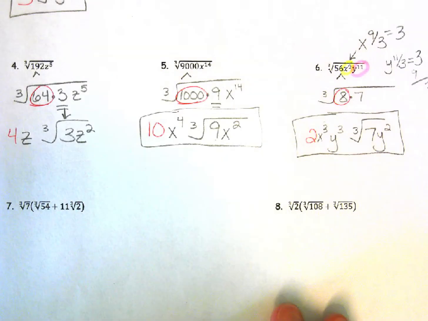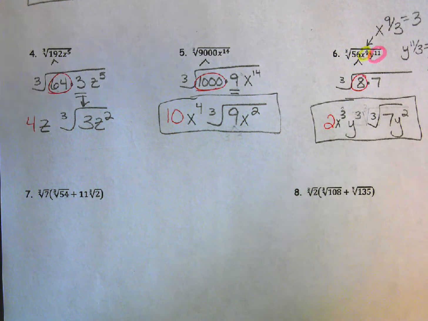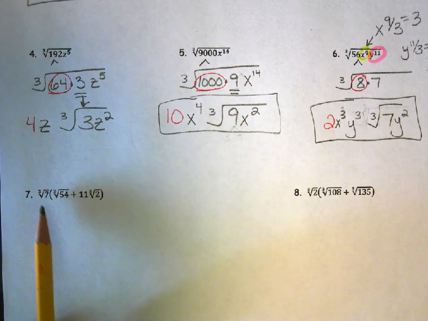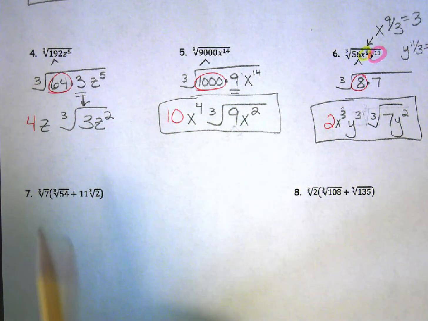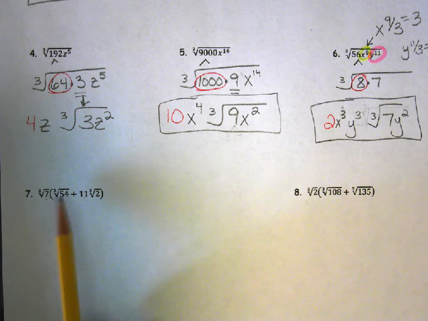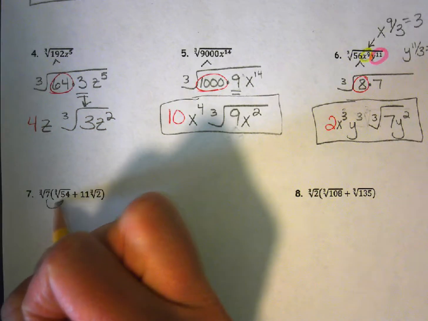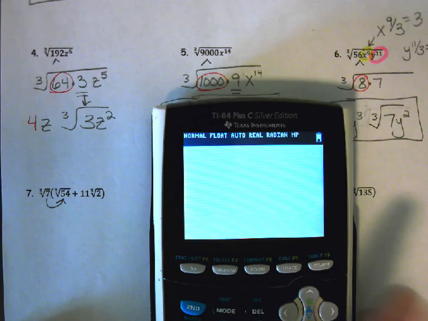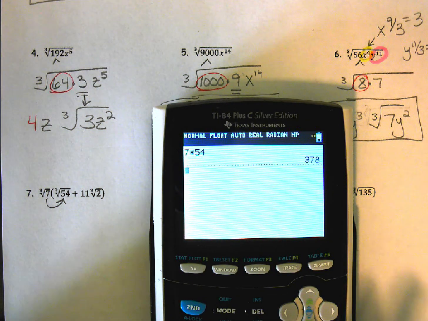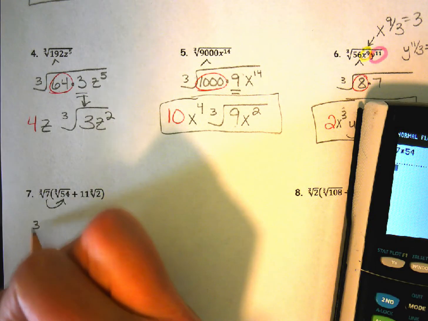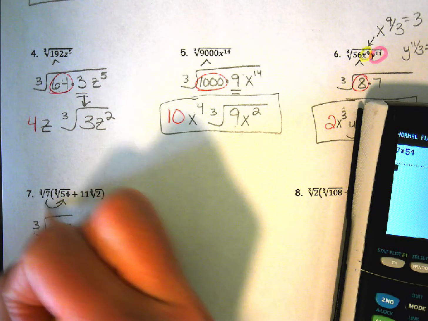Now the last part of this lesson is multiplication. We don't see a lot of foiling with cubes, so we thought we would just practice the distributive property. So what we've got here is the cube root of 7 times this binomial. So we're just going to distribute. Now I don't know this number off the top of my head, so I'm just going to use my calculator. So 7 times 54 is the cube root of 378, and then I'm going to distribute again.